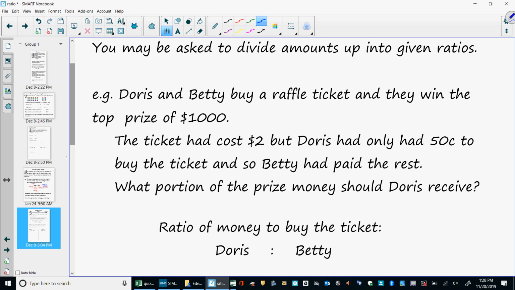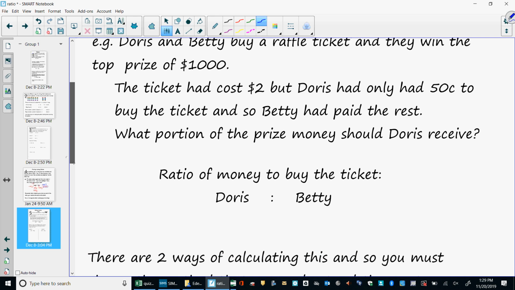They win the top prize of $1,000. Fantastic. However, the ticket had cost $2, but Doris had only 50 cents to buy it, which meant that old Betty had paid the rest. So, would it be fair for them to split the money 50-50? No. Poor old Betty would have been done out a bit of cash because Doris only paid 50 cents. She paid $1.50. Okay, so we need to establish how much money Doris should get from the prize money.